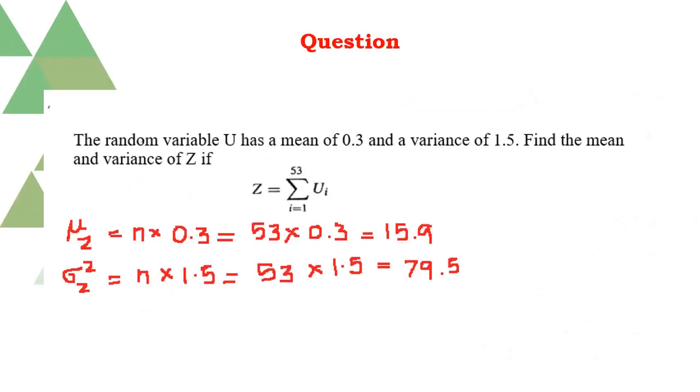So here you have a question to find out the mean and variance of z, where z is equal to summation i equal to 1 to 53 ui, and the random variable u has a mean of 0.3 and a variance of 1.5. Now as per the equation, we know that mu will be equal to n multiplied by E of u, which is equal to 0.3, and you are having the value 53 multiplied by 0.3, which is equal to 15.9. At the same time, variance will be equal to n multiplied by variance of u, which is 1.5, and you will be getting a value which is equal to 79.5.